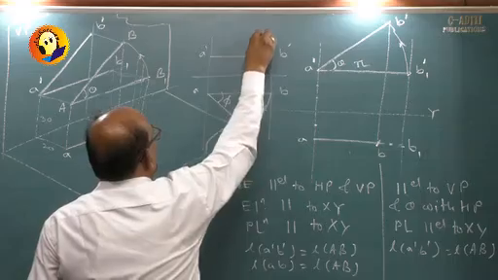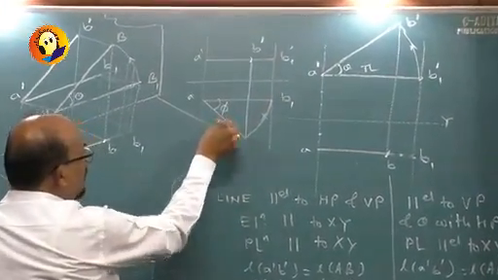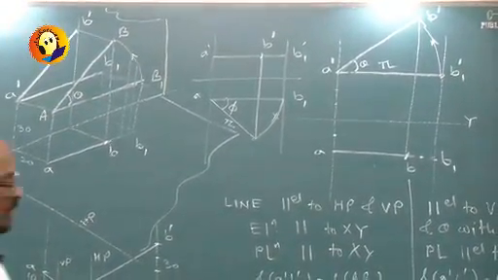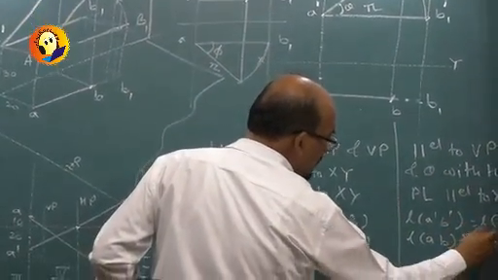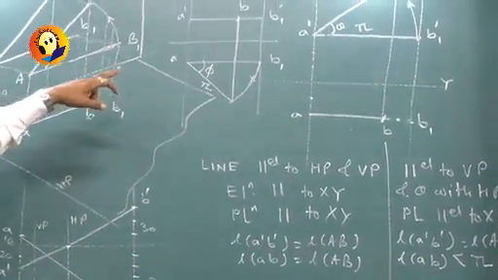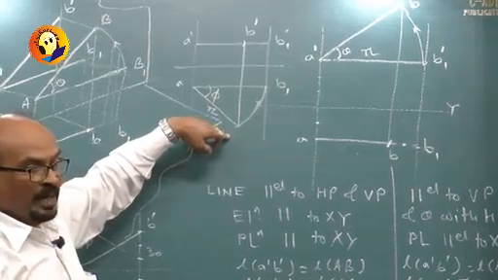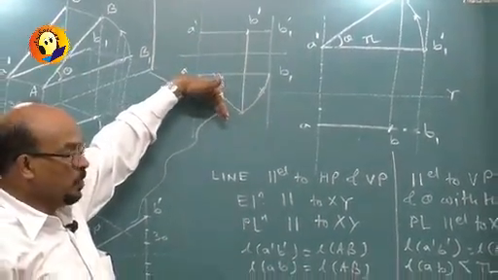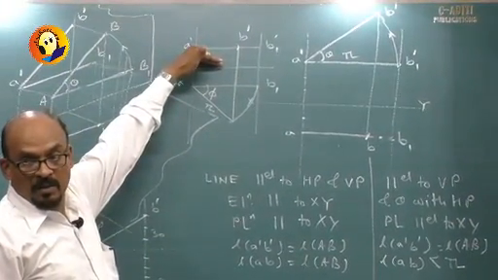This will be point B dash. This was original. Here it is still the true length, but the other length will be less. So we can even say here that in this case, length of AB will be less than the true length. And similarly, the third statement, when line is parallel to HP, making phi with VP, elevation will be parallel to XY. Plan length will be the true length, and elevation length will be less than the true length.